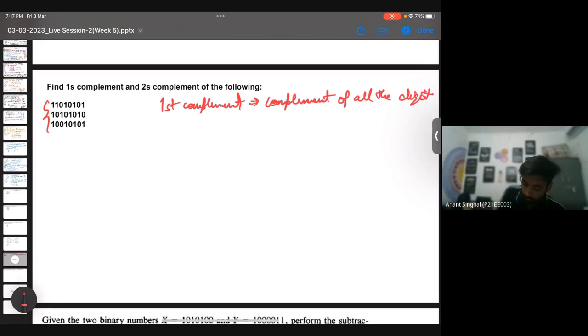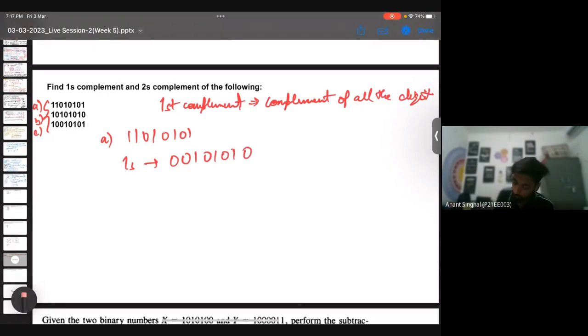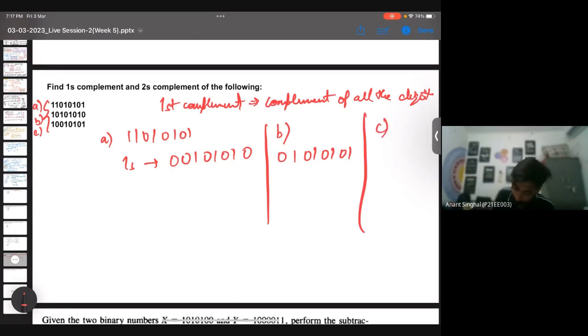Let's suppose these are A, B, C. For A it is 1 1 0 1 0 1 0 1. The one's complement of the same will be 0 0 1 0 1 0 1 0. Just flipping all the digits will give its one's complement. For B the one's complement will be 0 1 0 1 0 1 0 1, and for C it is 0 1 1 0 1 0 1 0.